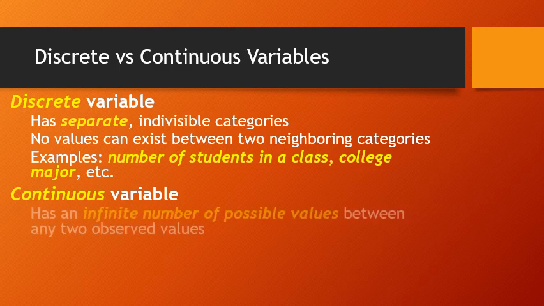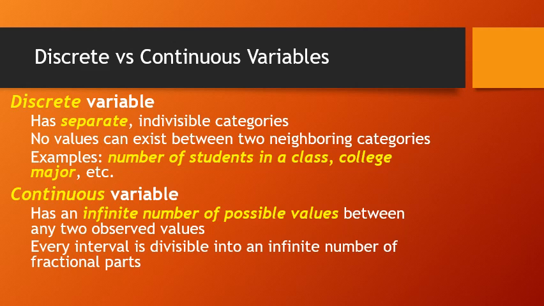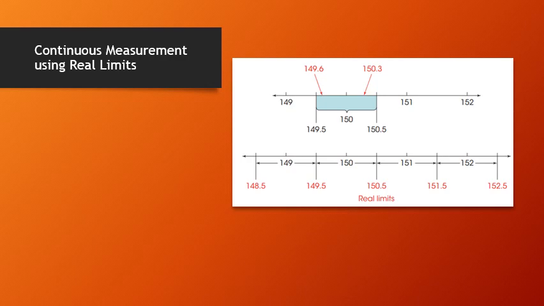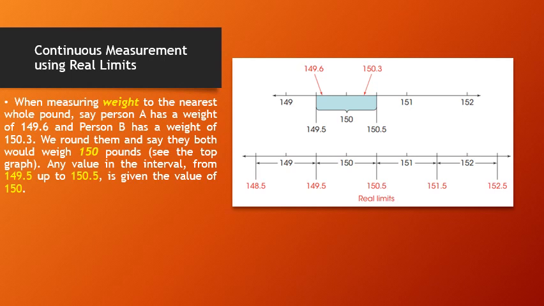Whereas on a continuous variable, there's an infinite number of possible values between any two observed values. Every interval is divisible into an infinite number of small fractional parts. Example, your height, your weight. Now we need to talk about how we do continuous measurement with real limits. Pay particular attention to this slide.